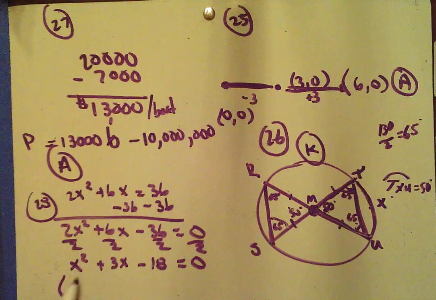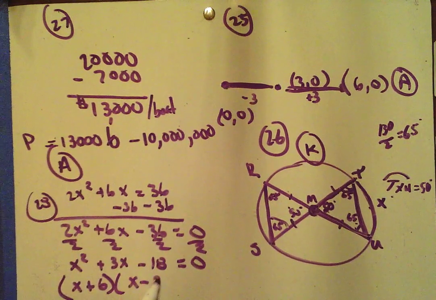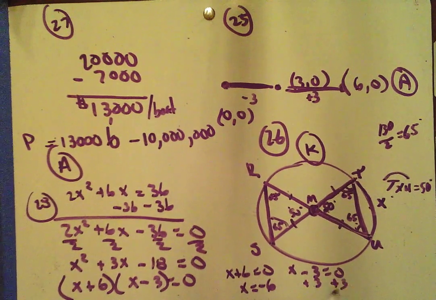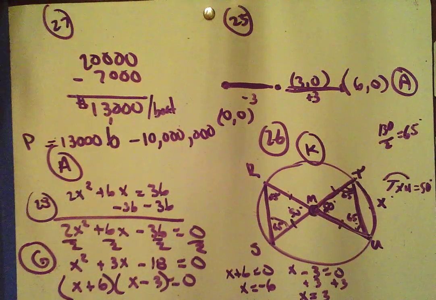If I divide everywhere by 2, I've got an easier polynomial to work with. This polynomial factors as (x plus 6)(x minus 3), and when we set each factor equal to 0, x plus 6 equals 0 gives me x equals negative 6, and x minus 3 equals 0, when I add 3 to both sides, gives me x equals 3. So negative 6 and positive 3 are my answers, and that's choice G. G for number 28.